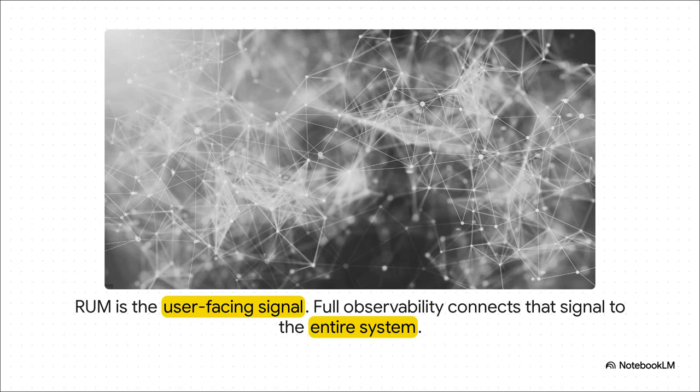So think of it like this, she says. RUM is that critical signal from the user that kicks off the whole investigation. But full observability is what lets us take that signal, that slow checkout experience, and use traces and logs to follow the breadcrumbs all the way back through the entire system. We can pinpoint the exact microservice, the specific bad database query, or even the single line of code that caused the whole slowdown. It's what connects the what to the why.